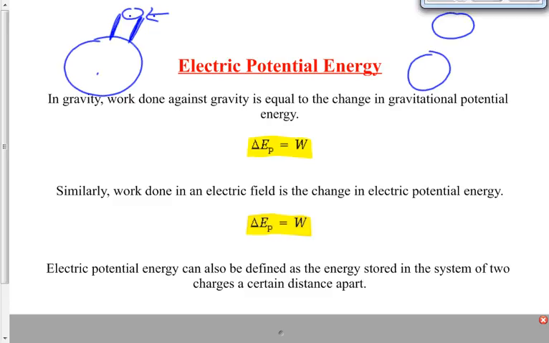You are about to see what may be the easiest problem in all of Physics 30. It is a ridiculously easy problem if you remember that the change in electric potential energy is equal to the work done. If you don't remember that, then it's not such an easy question. Let me show you the question.